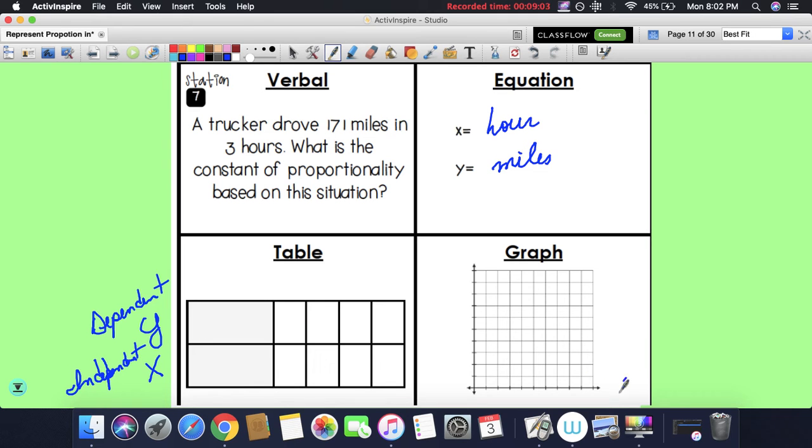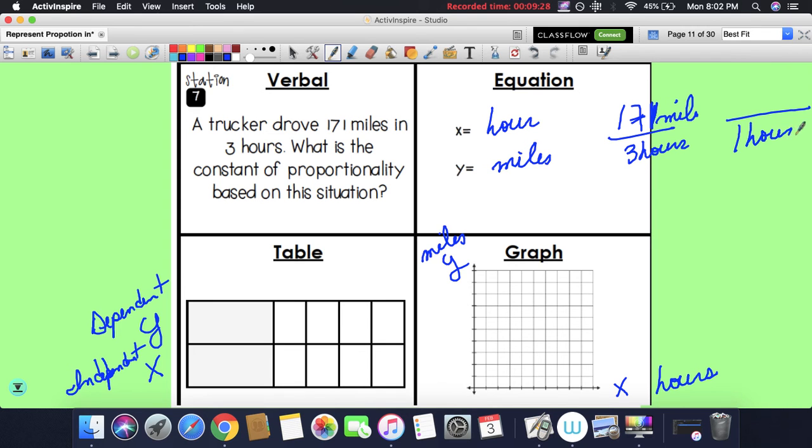So right away I'm gonna put X over here, Y, and my X represents the hours, and that's gonna be my X-axis, and here's gonna be my miles, my Y-axis. So let's write this as a rate that's given to us: 171 miles over 3 hours. Right, so we're going to divide top and bottom by 3, which means that in 1 hour he's going to go 171 divided by 3, it's going to give us 57 miles per hour. Now that's the unit rate right here.